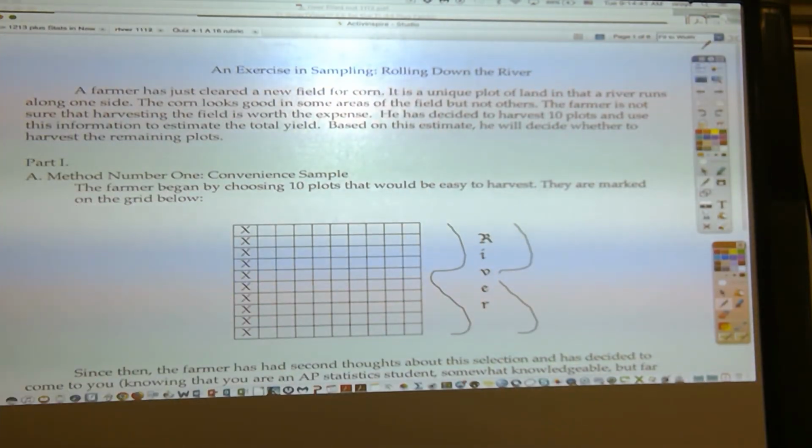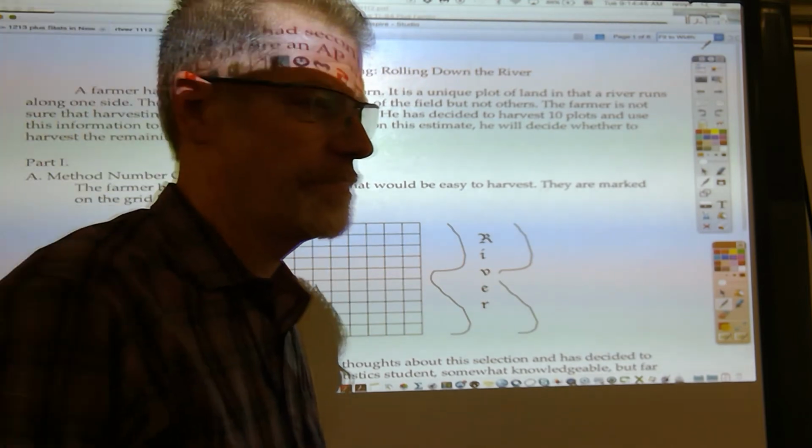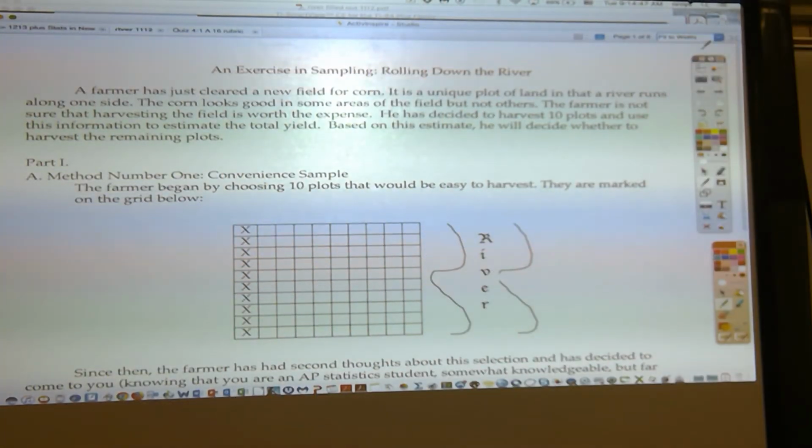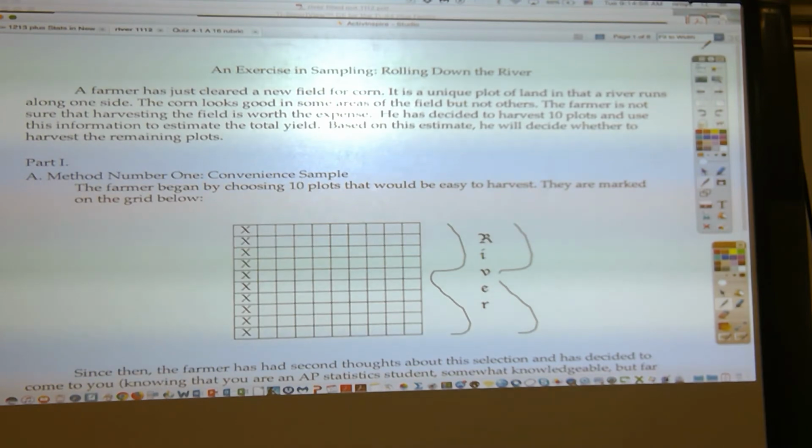A farmer has just cleared a new field for corn. It is a unique plot of land in that a river runs along one side. The corn looks good in some areas of the field, but not others. The farmer is not sure that harvesting the field is worth the expense. He has decided to harvest 10 plots and use this information to estimate the total yield. Based on this estimate, he will decide whether to harvest the remaining plots.